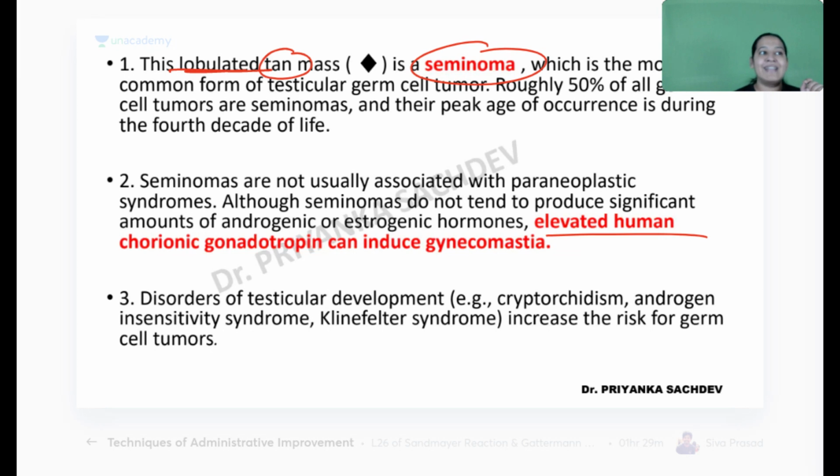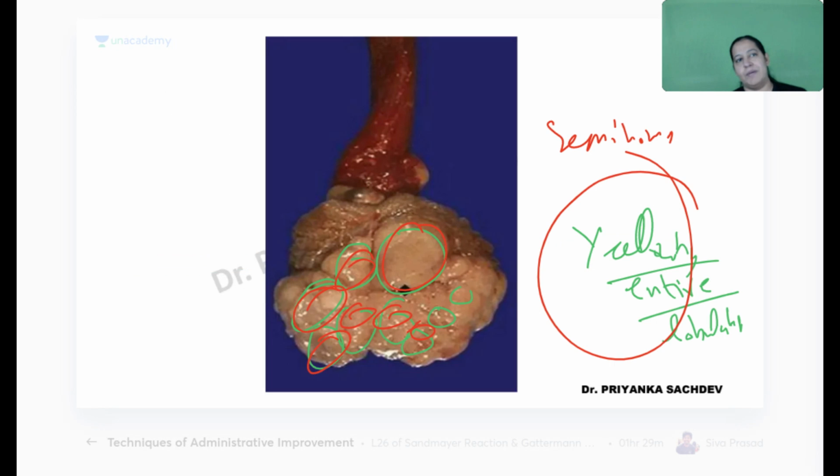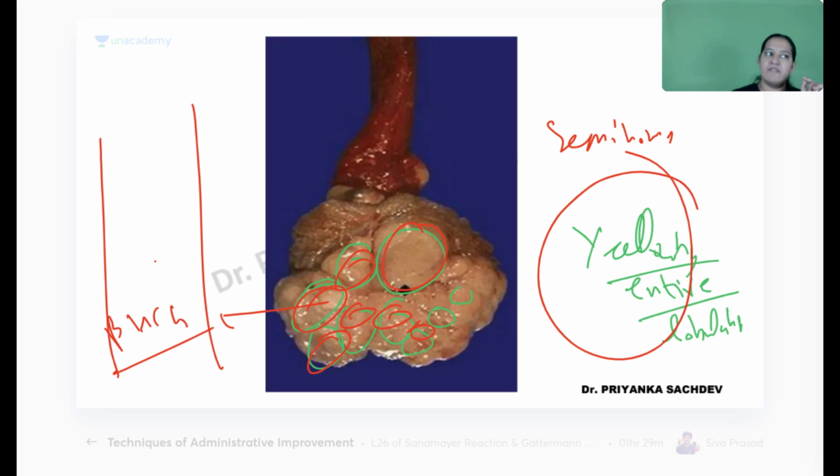Because of elevated HCG level, the patient can have gynecomastia. It is a male patient. In males, breasts are small in size; they are not enlarged, they are rudimentary. But this tumor secretes beta HCG in the blood, and this beta HCG will go to the breast of the patient and the breast will be enlarged. So such males have enlarged breasts like females, and the disease is known as gynecomastia. So this gynecomastia is acting as a paraneoplastic syndrome of this.